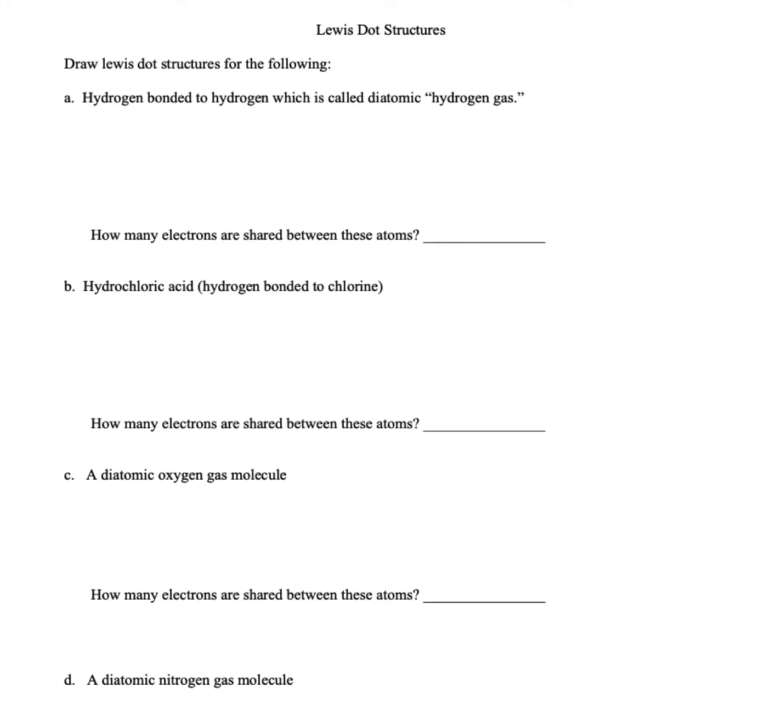In this video, I want to demonstrate drawing what are called Lewis dot structures. And we want to show molecular bonds between atoms. These are different kinds of bonds than ionic bonds.